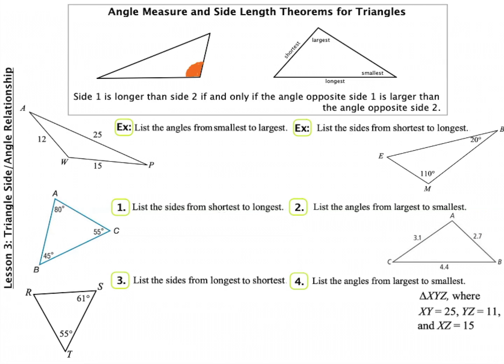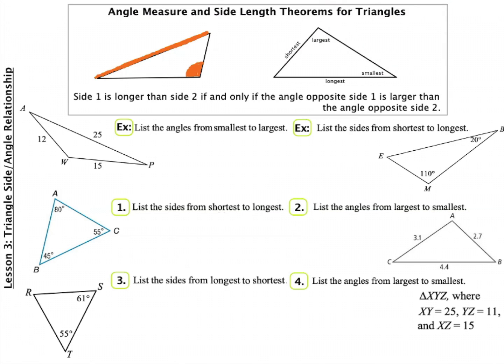And then I also want to decide which one is the longest side on the triangle. And I think I can eyeball that too. I think that this is the longest side on the triangle. We're going to do the same thing. We're going to find the smallest angle and the shortest side.